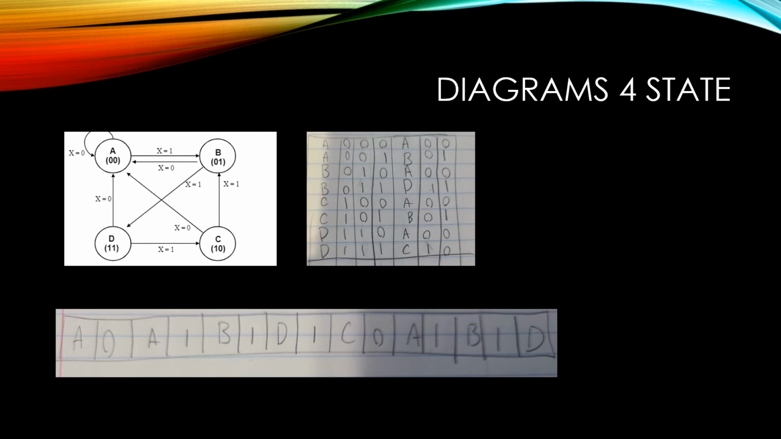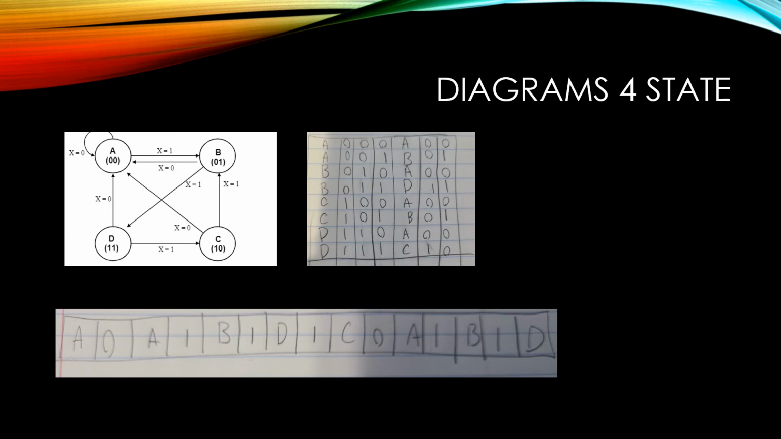with a state A with an input of 0, that would send it to state A again. A with an input of 1 would send to B, B with an input of 0 would send it to A, B with an input of 1 would send it to D, C with an input of 0 would send it to A, C with an input of 1 would send it to B, and then D with an input of 0 would send it to A, and D with an input of 1 would send it to C.